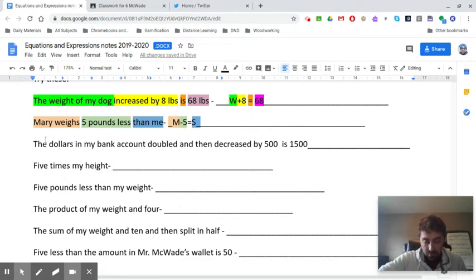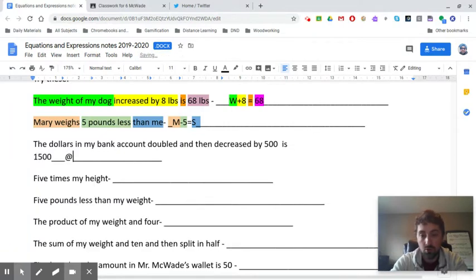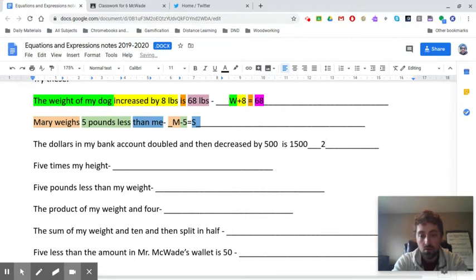Let's do some other examples. The dollars in my bank account doubled and then decreased by 500 is 1,500. So that sounds like a lot, but just follow it along. Do one at a time. The dollars in my bank account doubled. So we want 2b, because that is representing 2 times b.